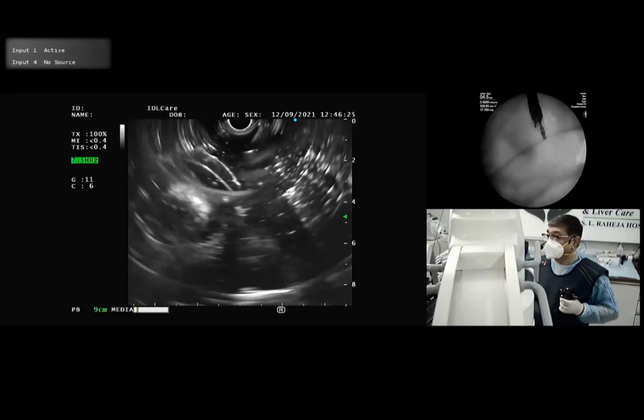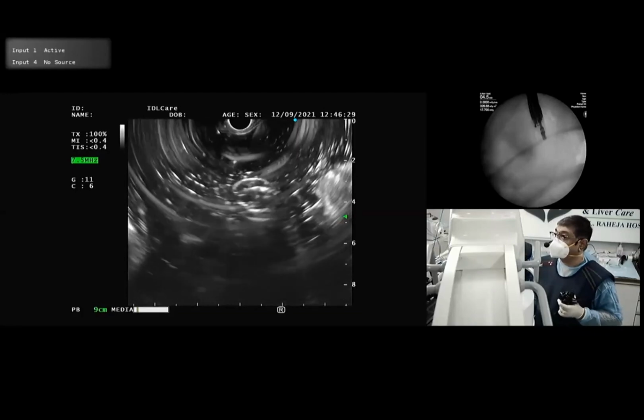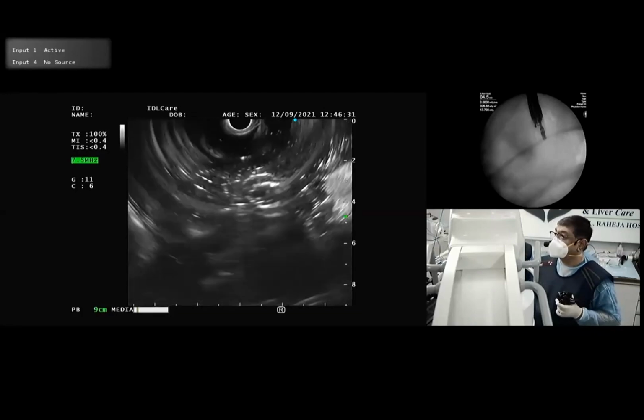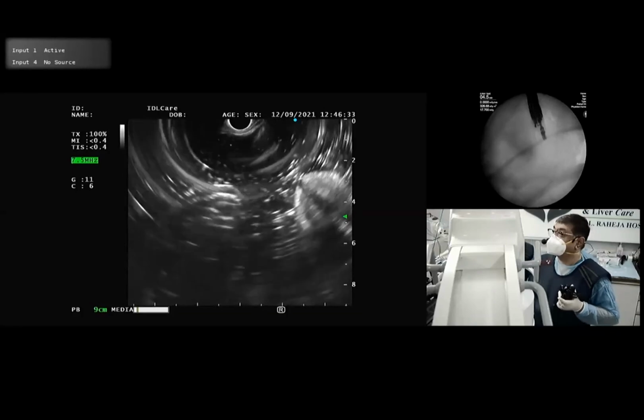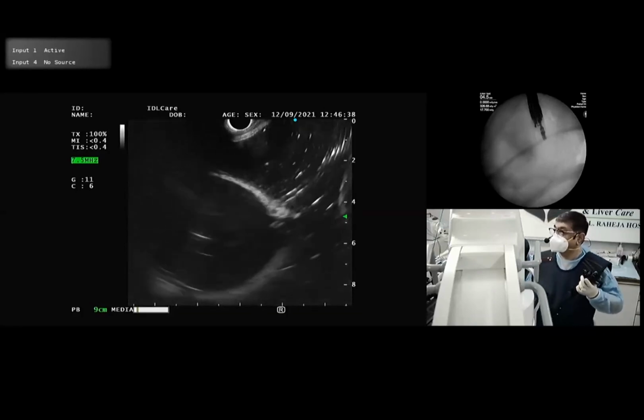So I think this is all that I have for you: pancreatic duct, jejunum, pseudocyst, EUS biopsy, and EUS CDS. This is the pseudocyst, bile duct.